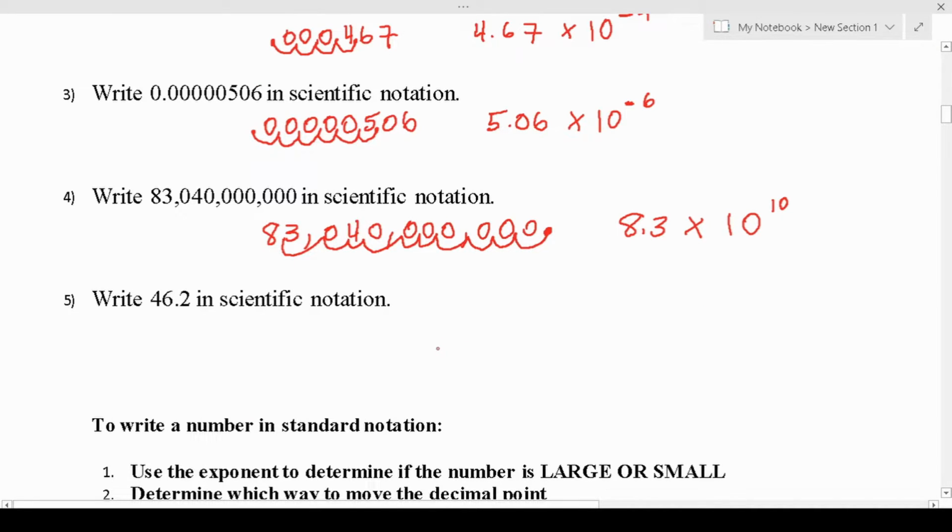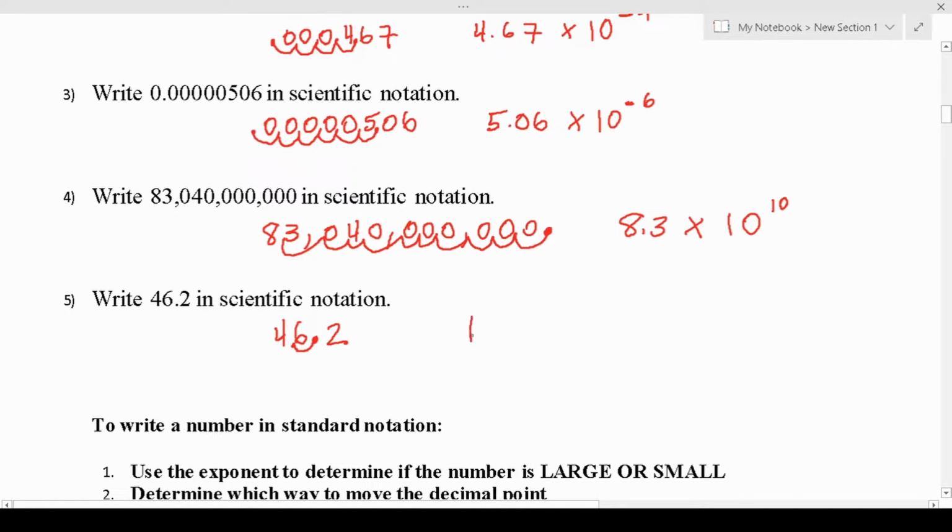And finally, let's do number 5. We have 446.2. We want to express it in terms of scientific notation. Locate the decimal as our first step. We can see it's right there. Shift the decimal however many times you need to in order to make this number between 1 and 10. So we're going to have to shift it 1 time to the left.